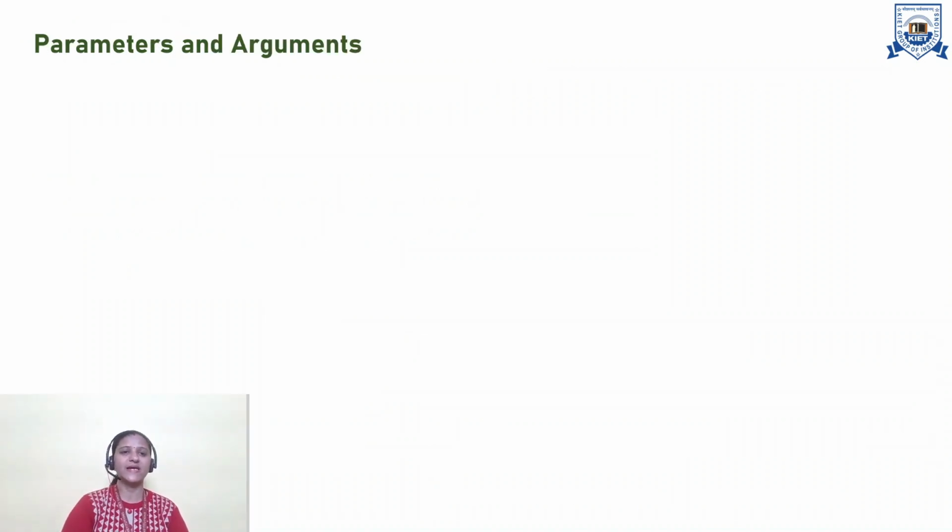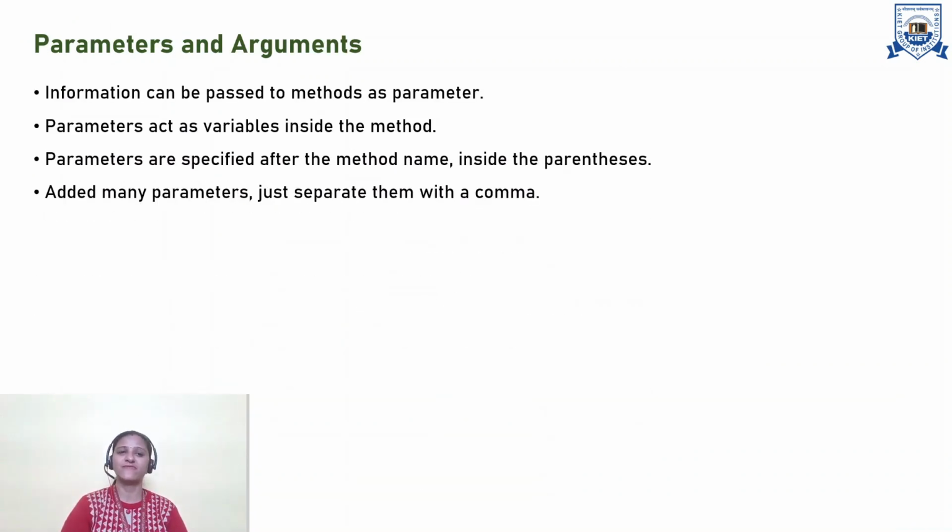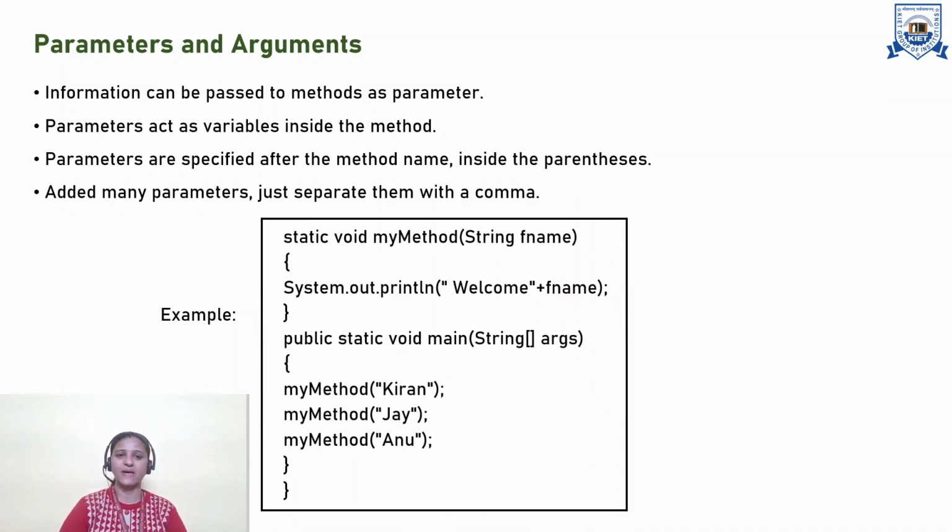Now the parameters and arguments. What is the difference and how are they used in a method? So information can be passed to a method as parameters. Parameters act as variables inside the method. Parameters are specified after the method name inside the parentheses. We can add many parameters, we just separate them with a comma. Now we can understand it with the help of an example.